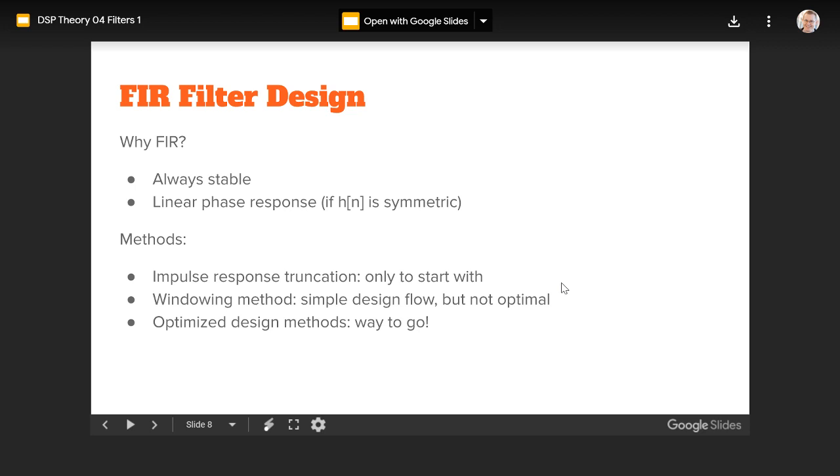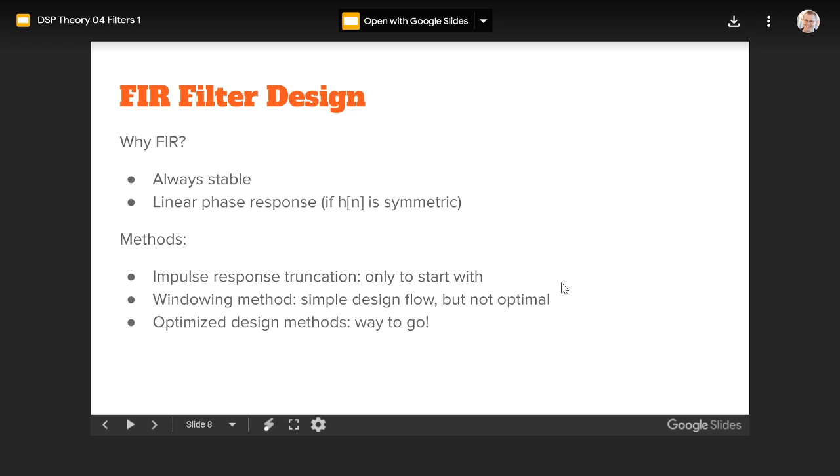Stability, well, yeah, if you are afraid of making your own feedback loops in software, then you probably should try the FIR first, to be on the safe side.